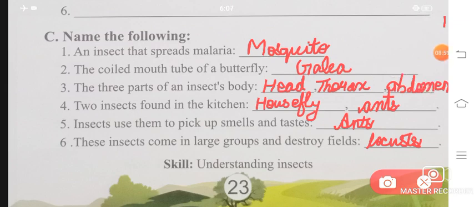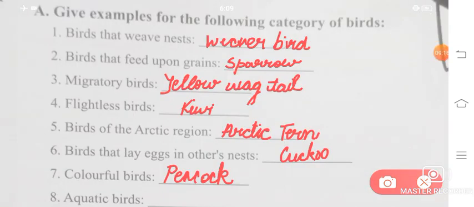Next question is, name the following. An insect that spreads malaria, it is mosquito. The coiled mouth tube of a butterfly, proboscis. The 3 parts of an insect's body is head, thorax and abdomen. 2 insects found in the kitchen, housefly and ants. Insects use them to pick up smell and taste, antennae. These insects come in large groups and destroys fields. Locust.